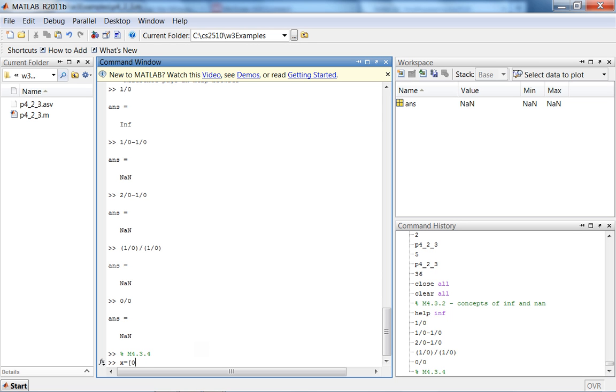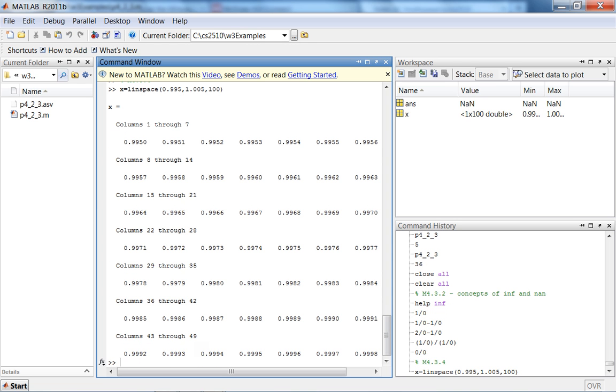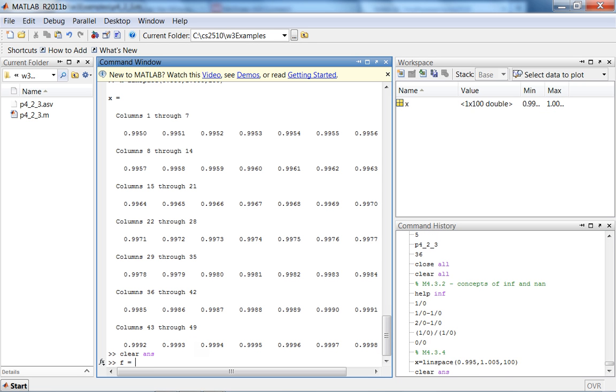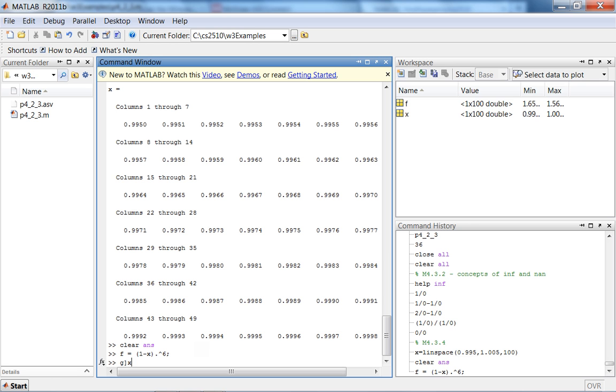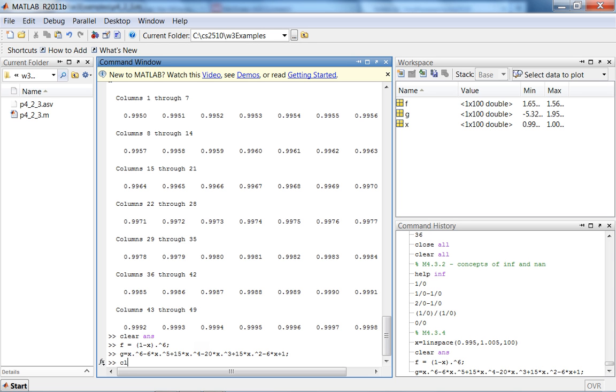So let's say you define the x interval like that. What this question wants you to do is plot 1 minus x to the 6th, but in two ways. One by just this definition, and then the other by expanding using the binomial theorem. I'm typing this from the copy of the book I have. Plus 15x squared, minus 6x, plus 1.